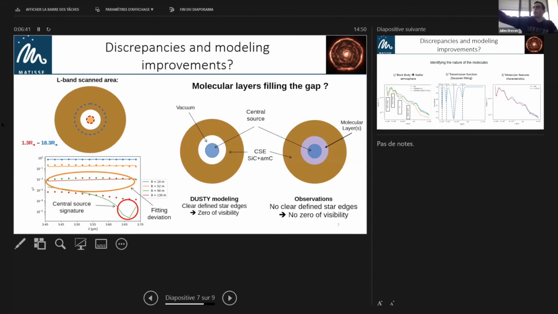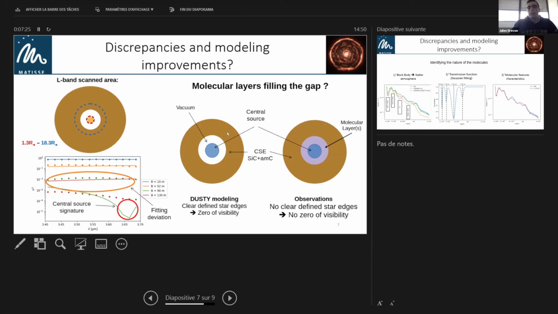So for example, here on the bottom left corner, you have the dots, which are the MATISSE measurements, and the line, which is the Dusty model. And you see that for long baseline, for the green dots, you have the central source signature, while in the MATISSE observation, you don't have it. So this means that the observations induce something which increases, in fact, the visibility at this spatial frequency. So there is no clear edge of the star, and there is something between the central star and the envelope which makes the visibility increase at this location.